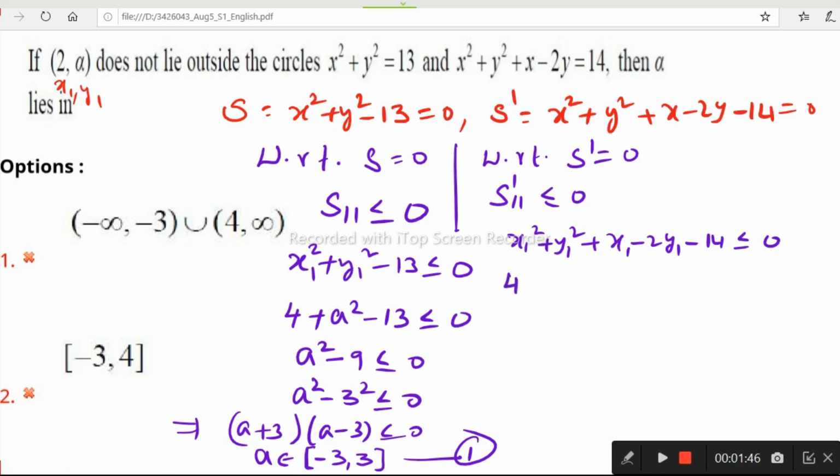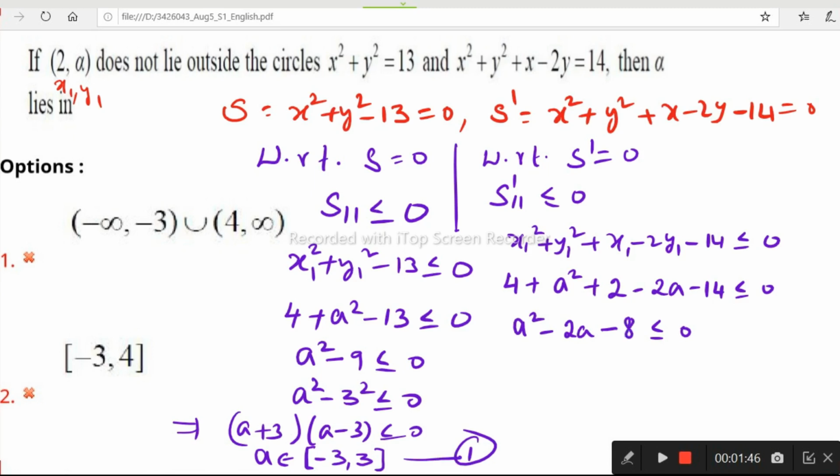2 square is 4, plus a square, plus a into 1 is 2, minus 2a, minus 14 is less than or equal to 0. So here we can understand that a square minus 2a, and 4 minus 14 is minus 10, is less than or equal to 0. So what is this? Minus 2a. 14 minus 2 is also there. 4 plus 2 is 6, minus 14 is minus 8, is less than or equal to 0.